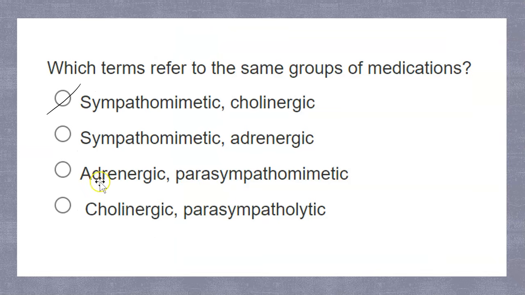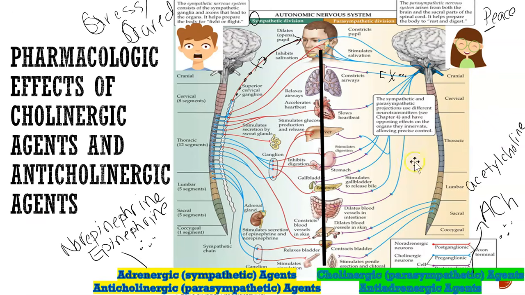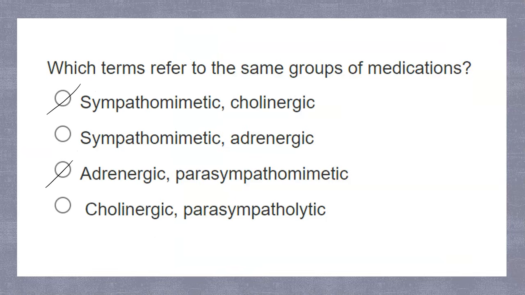Let's look at this one. We're going to skip this one. Adrenergic and parasympathomimetic. Let's see if they go together. Here's the parasympathetic system. Do we see adrenergic here? No. We see cholinergic and we see anti-adrenergic. So no, they don't go hand in hand. When I look at this word parasympatholytic, that doesn't make sense to me. I've never heard of that word. It's not one of the words we're looking at. So this is also not an option.